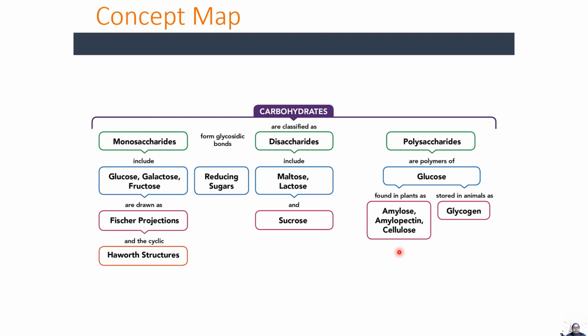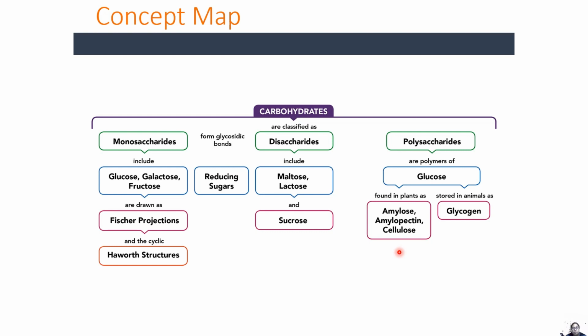There'll be only one glucose sugar unit, basically one, and it will not have any glycosidic bonds. They include glucose, galactose, fructose. They can be drawn as Fischer projections or in the cyclic Haworth structures. We have talked about this in one of the previous classes. When the monosaccharides bond through glycosidic bonds, they'll form disaccharides. So, two sugars. There'll be maltose, lactose, and even sucrose. Okay, and polysaccharides will obviously have many sugars.